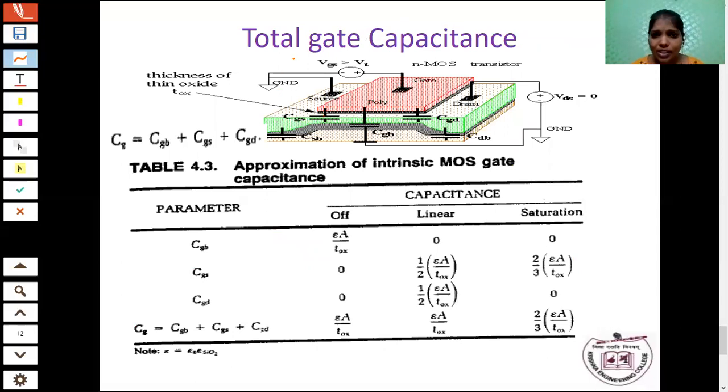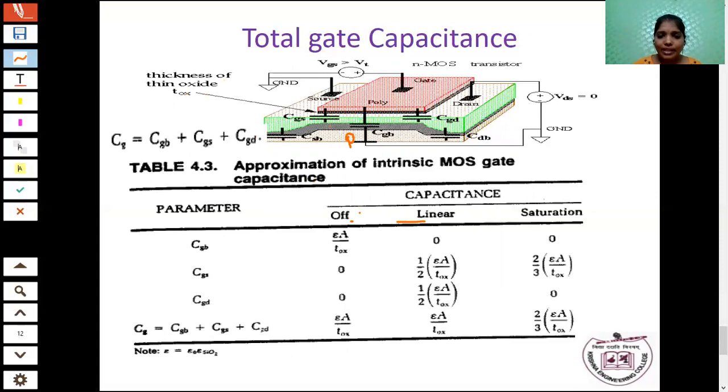Now we are going to measure the total capacitance value. The total capacitance value is measured with the help of 3 different regions: cutoff region, linear region, and saturation region. You know that CGB is the capacitance between the gate terminal and the body substrate, and the body substrate is of P-type material. For example, if I consider the NMOS transistor, the total capacitance is given by CGB plus CGS plus CGD. TOX is the thickness of the thin oxide layer, which acts as the dielectric material.